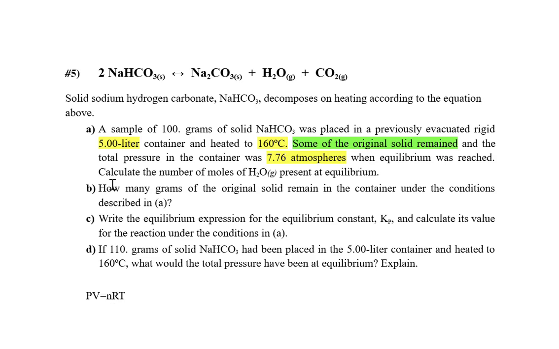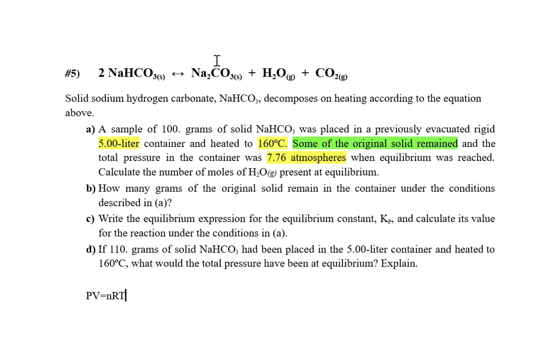And would you look at that? It asks us to calculate the number of moles. So P equals pressure, V is volume, n is moles, R is the constant, and T is the temperature in kelvins. Since it is asking for the moles, we know this was the correct equation to use. It asks us to calculate the number of moles of H2O present at equilibrium.